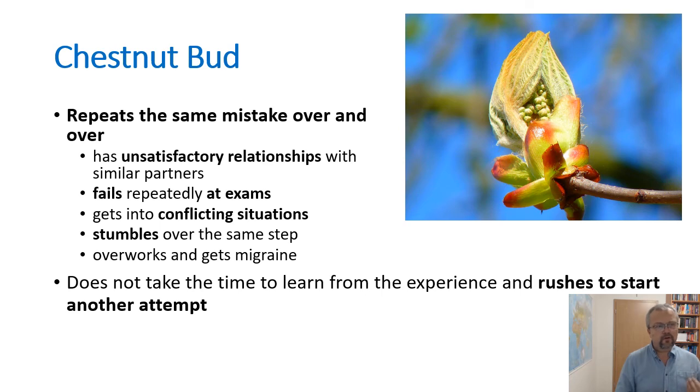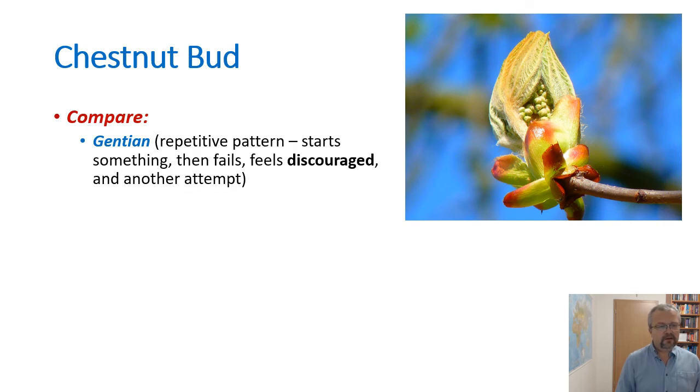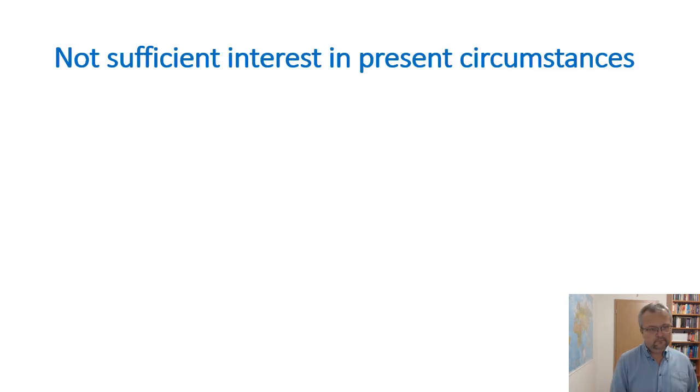For example, they overwork, get migraine, take over the work of somebody else, and then they feel tired and have, for example, backache. And they do not take enough time to learn, and they make another attempt as soon as possible. We can compare chestnut bud with gentian. There is also this repetitive pattern, but in gentian they feel discouraged, but chestnut bud just repeats the same mistake.